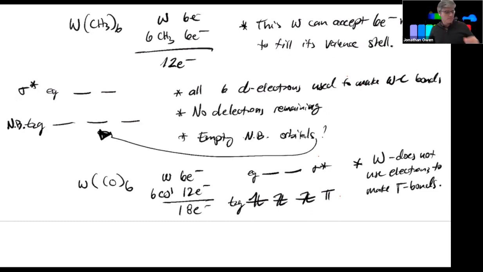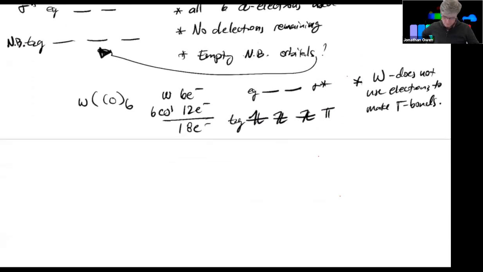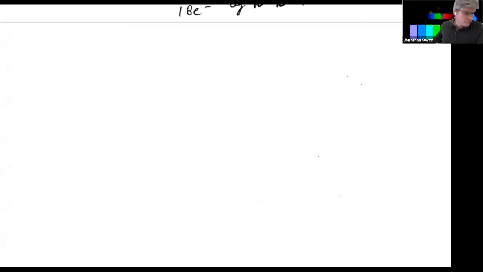they do sit in those pi symmetry orbitals, though, and they do make pi bonding interactions with the COs. Totally different compound, hexamethyl and hexacarbonyl. Tungsten hexacarbonyl is stable in air. Tungsten hexamethyl bursts into flames in air. Sometimes you have to account for formal charges.